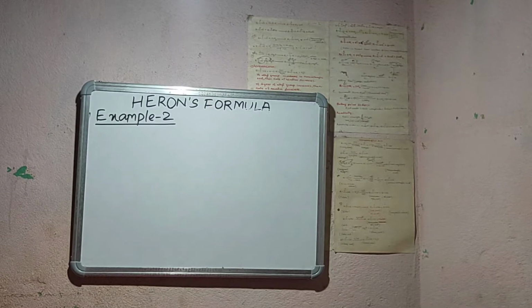Students, in the previous class we saw Heron's formula for finding the area of a triangle. One example I have done. So today we discuss example 2 and 3 before going to the exercise. Example 2 is a lengthy problem, but not that complex. If you understand it once, then you can solve it.